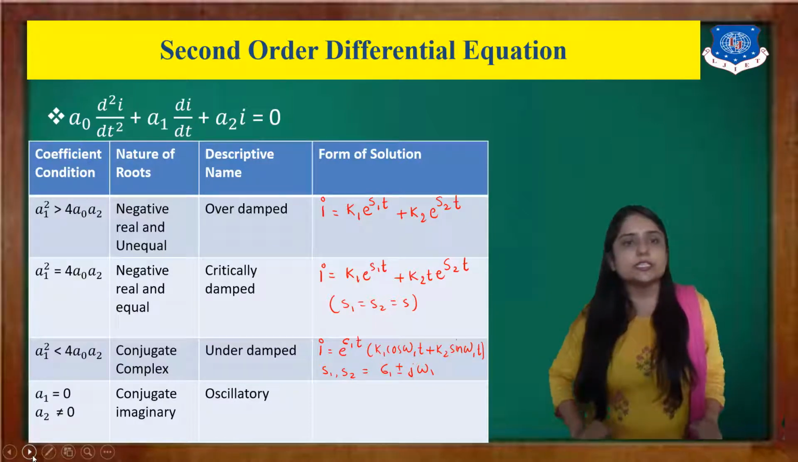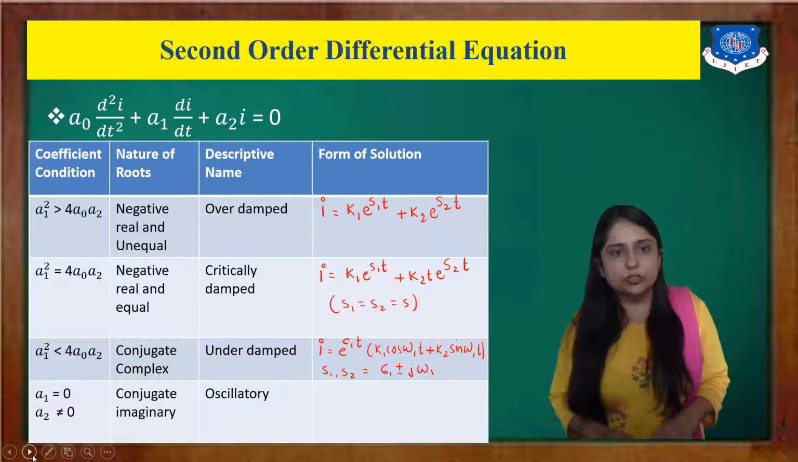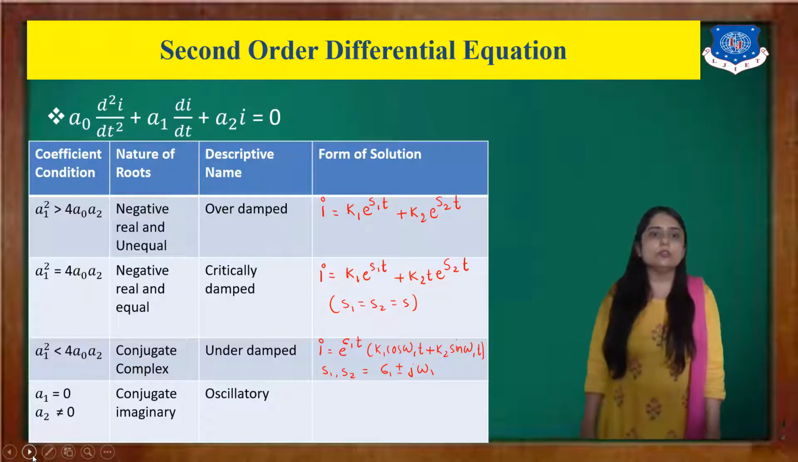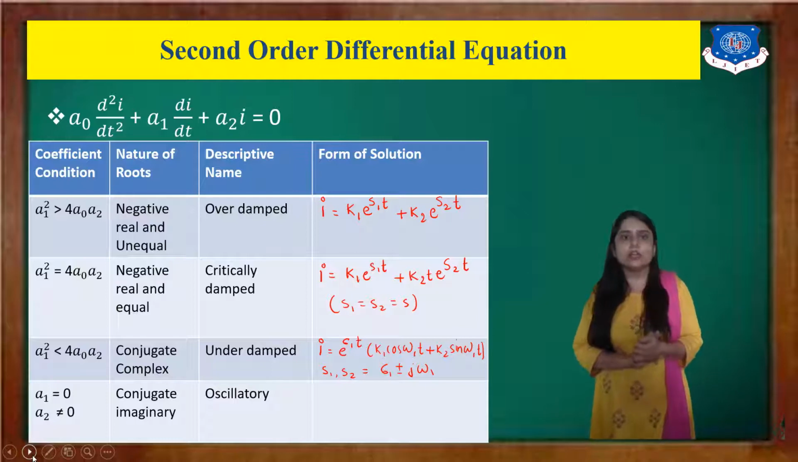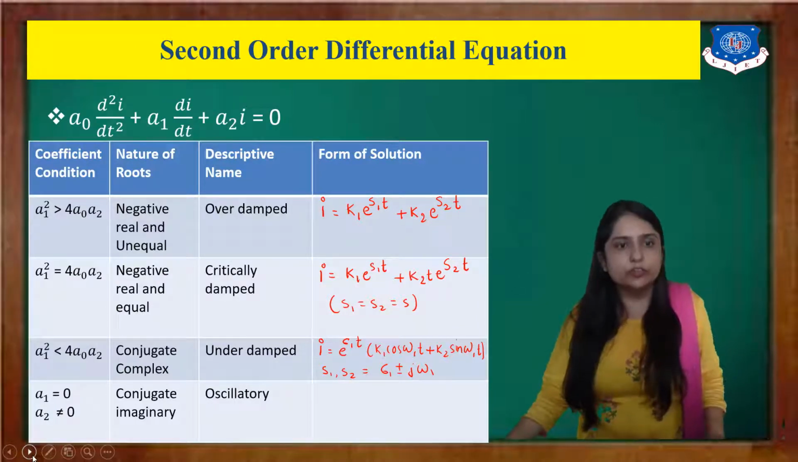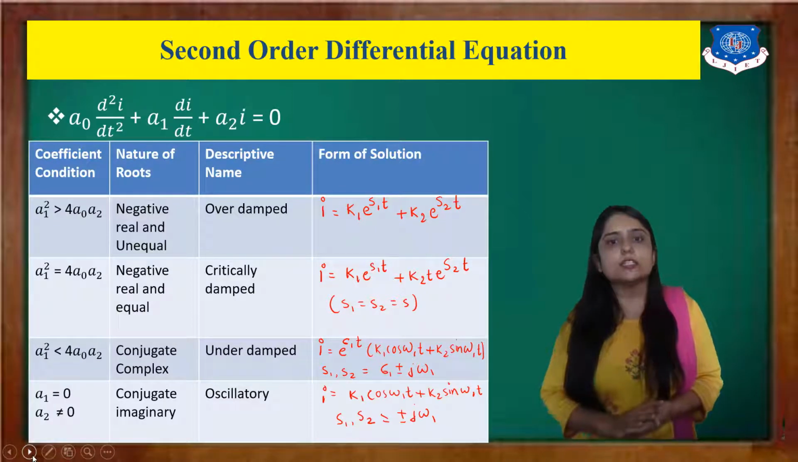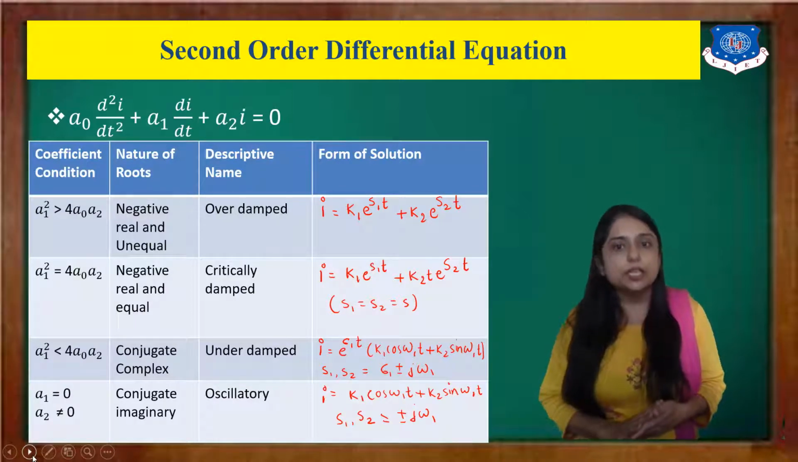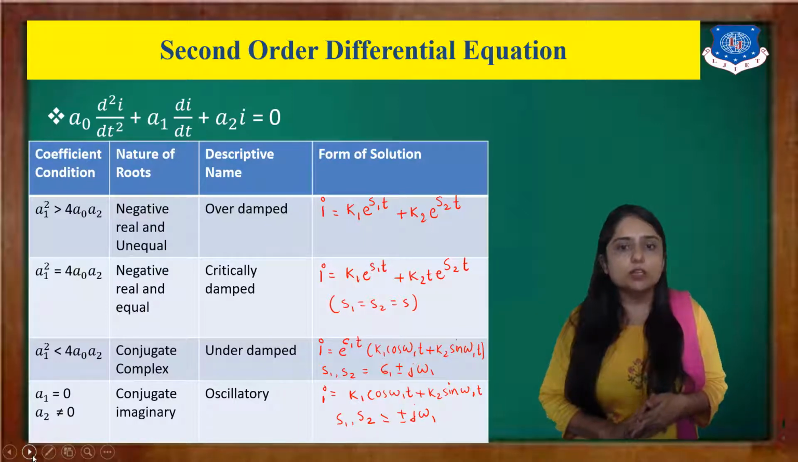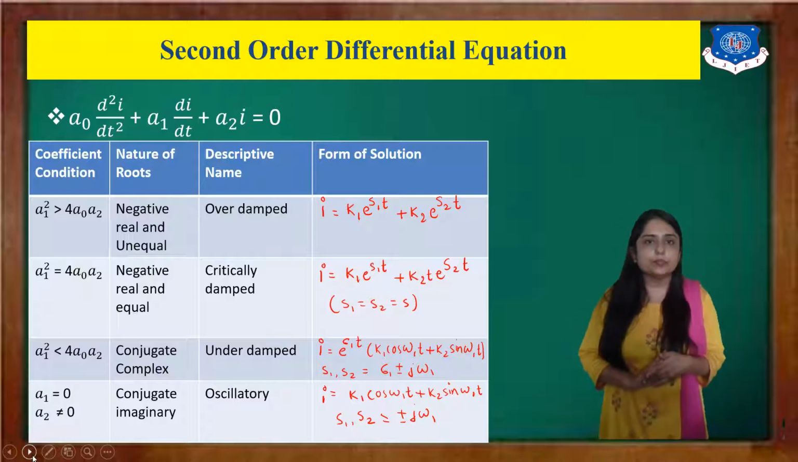Now the last case: A1 equal to 0 but A2 not equal to 0. The nature of the roots is conjugate imaginary, the system is oscillatory, and the solution is K1 cos omega 1 t plus K2 sin omega 1 t. Here the values of S1 and S2 become plus or minus j omega 1.